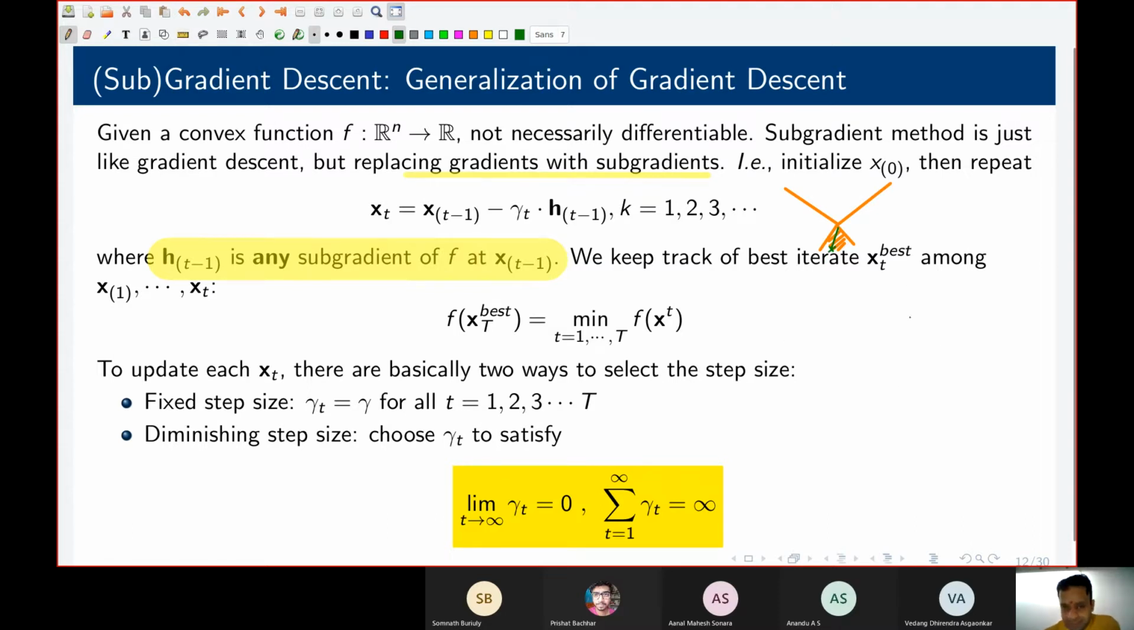Even at a particular iterate, this could be h1 t minus 1. But there could be another one, this in blue, and we may want to call it h2 t minus 1. So you can have multiple possible directions for the subgradient case, right? For logistic regression, it doesn't matter. But for hinge loss, this will matter.